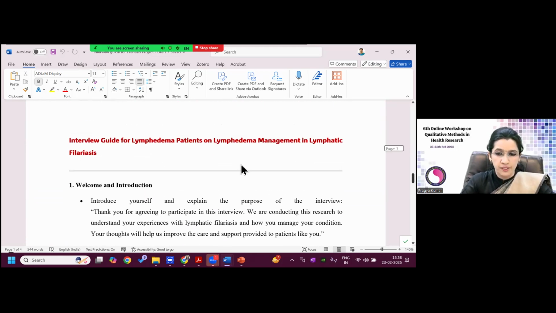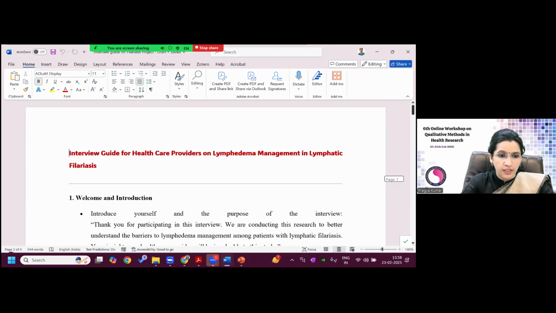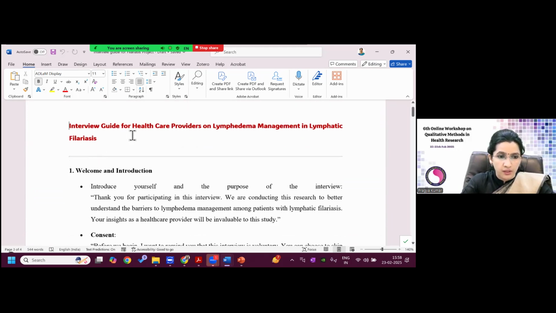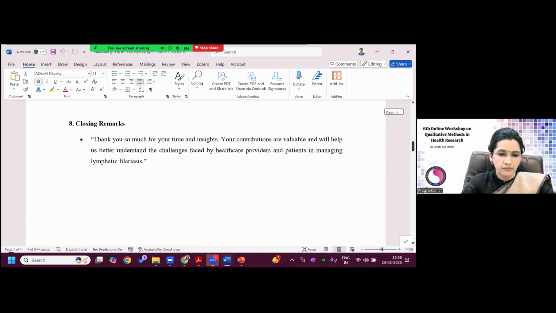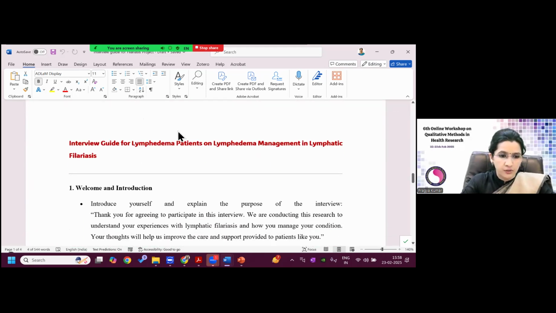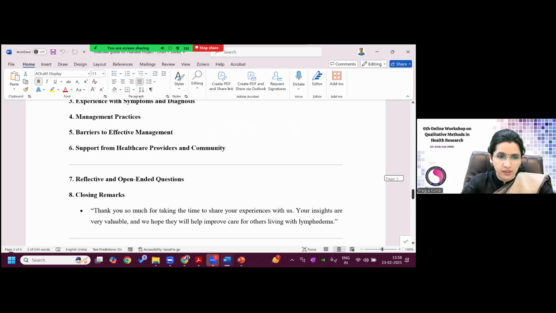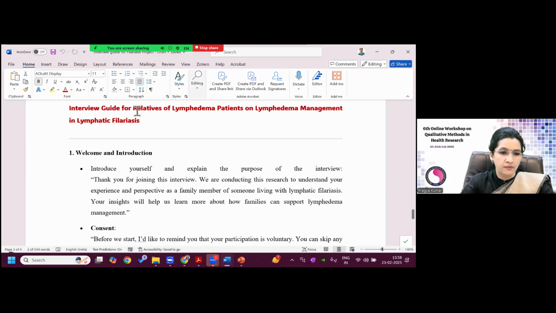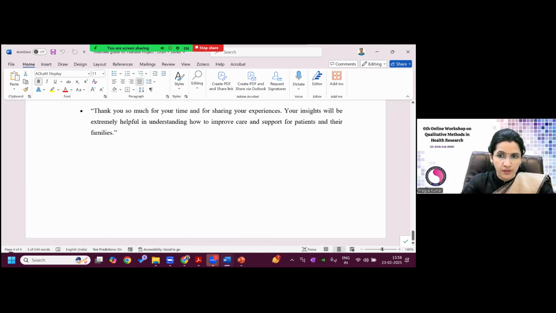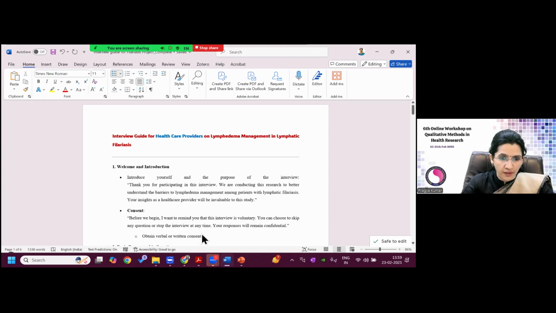And this was for the patients. Initially, you can see here, this was for the healthcare provider. And then it was for the lymphedema patients. And there were some modifications. And it was for the caregivers, relatives of lymphedema patients. So this was the rough one, and if I show you the final one, so this was the final.